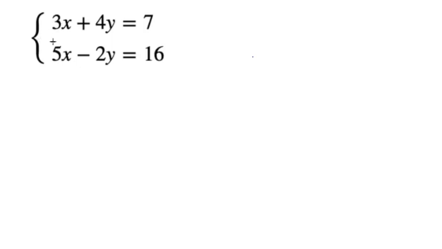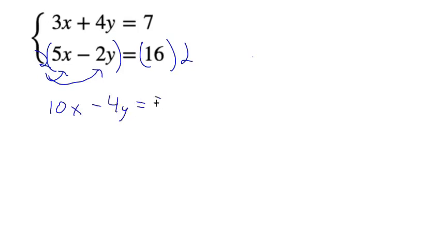Now it's hard to turn a 3 into a 5 to get these x's to match. So let's take a look at the y's. We notice that we can turn this 2 into a 4 pretty easily. So we are going to multiply both sides of this second equation by 2. We'll need to distribute the 2 on the left side. So I've rewritten the second equation as 10x minus 4y equals 32. It's the same equation, it just looks different.